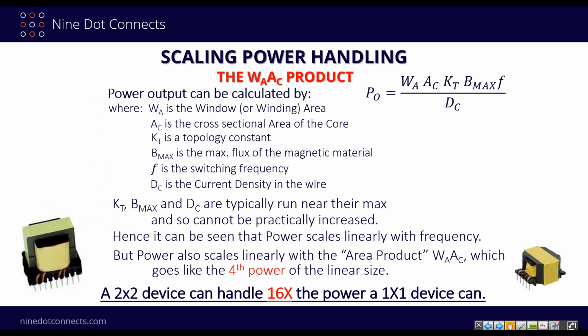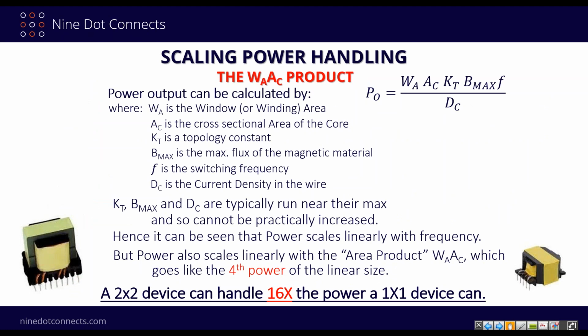One last thing I'd like to leave you with is the winding area core product. Power is given by the equation seen in the upper left, where AEC is the cross-sectional area of the core, KT is a topology factor of how it's used. I won't go into that. Bmax is the max flux density in the magnetic material, F is the frequency, and DC is the current density in the wire. Note that KT, Bmax, and DC are typically run right at their max, and so you can't practically increase them by design. But it can be seen that power scales linearly with frequency. That's why people are always trying to jack the frequency up so that they can get more power through a smaller device.